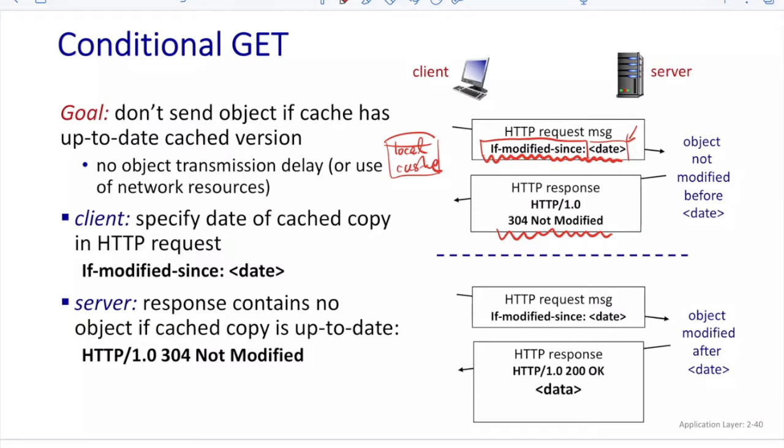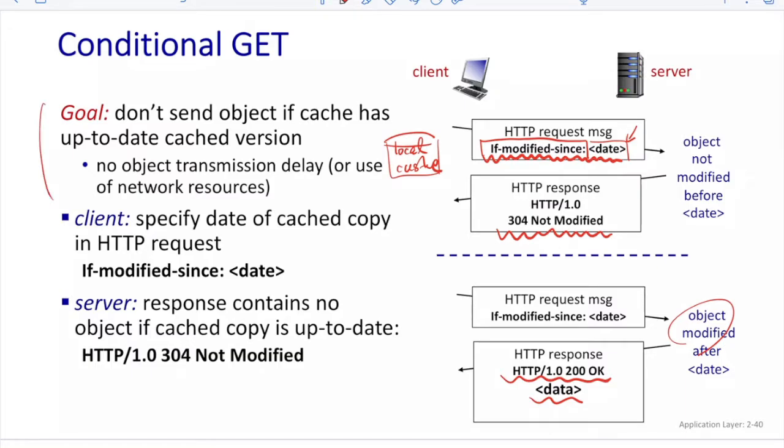So what if the object is modified after that date? Then again, the server will send HTTP 200 OK, and of course the data, the new object, will be carried in the response message. So I think that is a very elegant and simple mechanism, and the client can benefit from such a mechanism. They don't have to waste the bandwidth, waste the memory, waste the time to transmit exactly the same object.